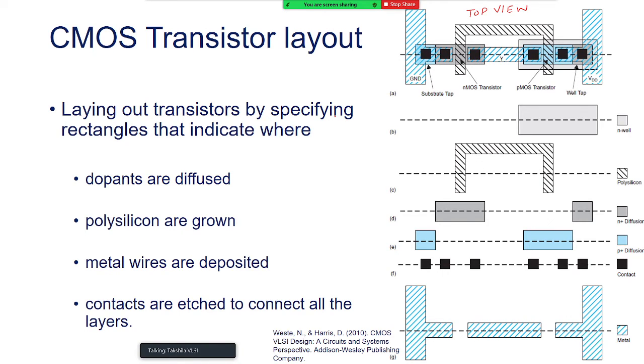And by doing so, what I'm exactly doing is I'm just specifying these rectangles. So the first rectangle is the rectangle of N-well. So this is how it looks. Then the second rectangle is polysilicon. The third rectangle is N plus diffusion, and another rectangle is P plus diffusion. Then I have the final rectangles, contacts and the metal. So these are the rectangles that I am using.